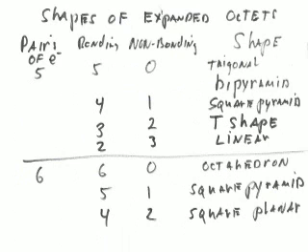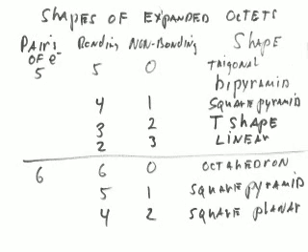Extending our discussion, therefore, to the shapes of the expanded octet molecules, 5 pairs of electrons where 5 are bonding and none are non-bonding, we get a trigonal bipyramid. 4 bonding and 1 non-bonding gets us a seesaw. 3 bonding, 2 non-bonding gets us a T shape. And 2 bonding and 3 non-bonding gets us linear.